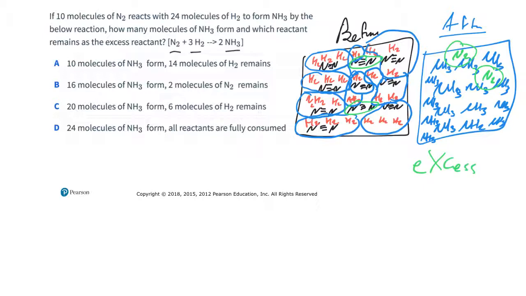So the excess reactant is N2. 2 molecules remain of the N2. And then we had reacted 8 of the N2s, and we had produced, if we count up the NH3s, 16 NH3s. So 16 NH3s are made, and 2 molecules of N2 remain following the reaction.